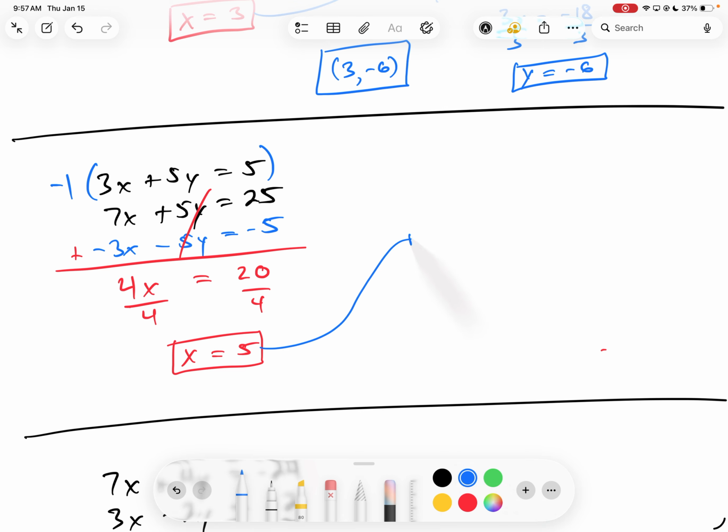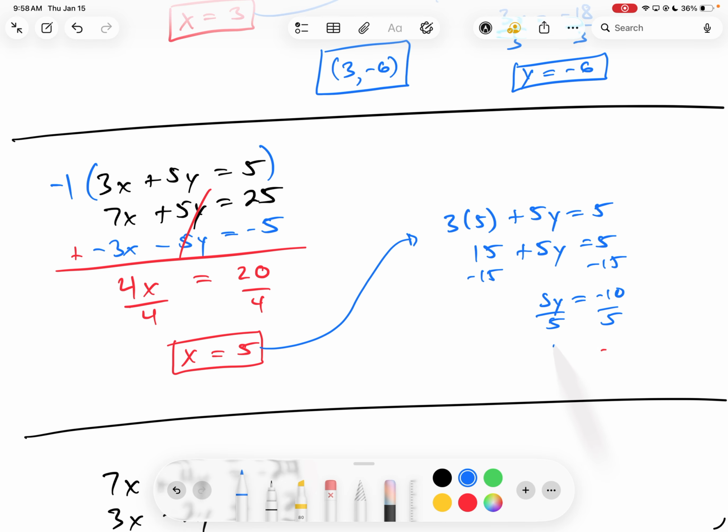And then just like before, once you get one, you can plug it back in. Technically, you could plug it into any of those three and it would work because this equation and this equation are the same, right? So I don't know, plug it into the top one because it's got smaller numbers. But if you plugged it into the bottom one, you would get the same thing as me. So that's 15 plus 5y equals 5. Subtract 15 from both sides. And divide by 5. A little red mark there. That's a -2. So these intersect at the point 5, -2.